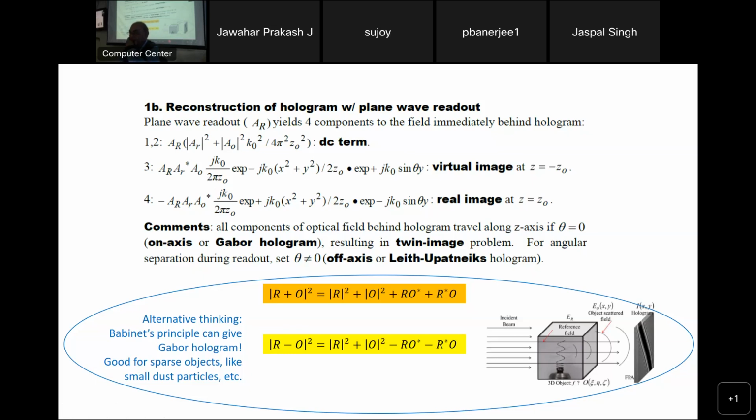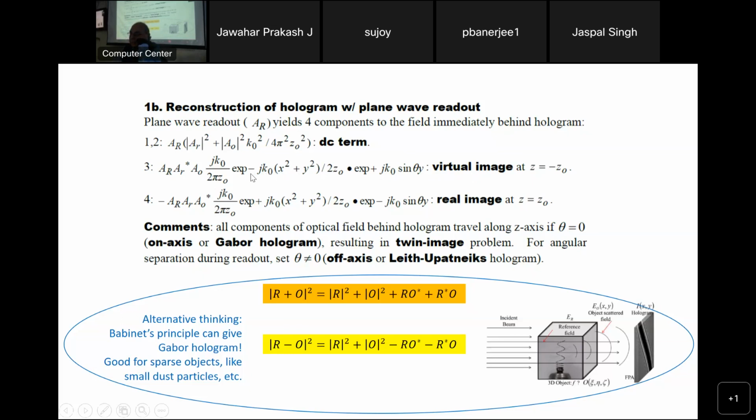Does anyone have an idea? I mean, I wrote the answer, of course. Can you say why this gives the virtual image? Yeah, can you speak up? Okay. More than that, actually, it has to do with the phase.